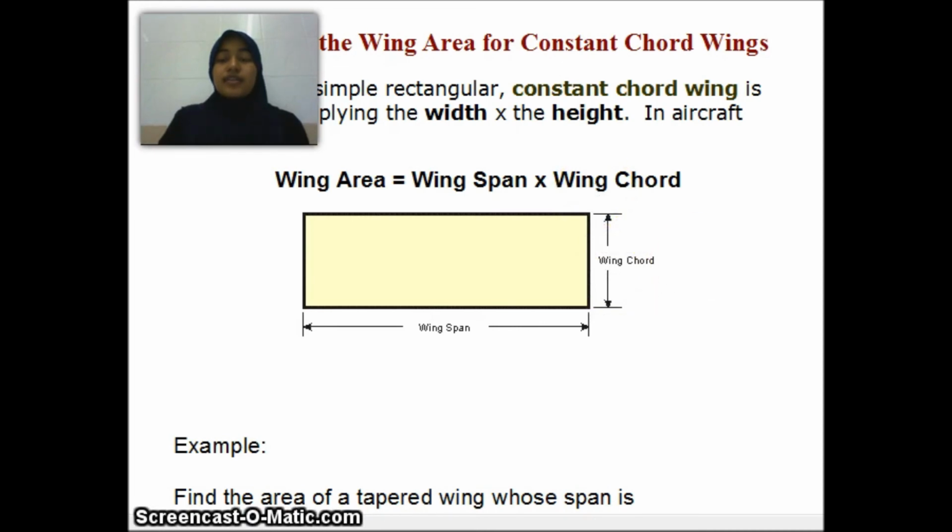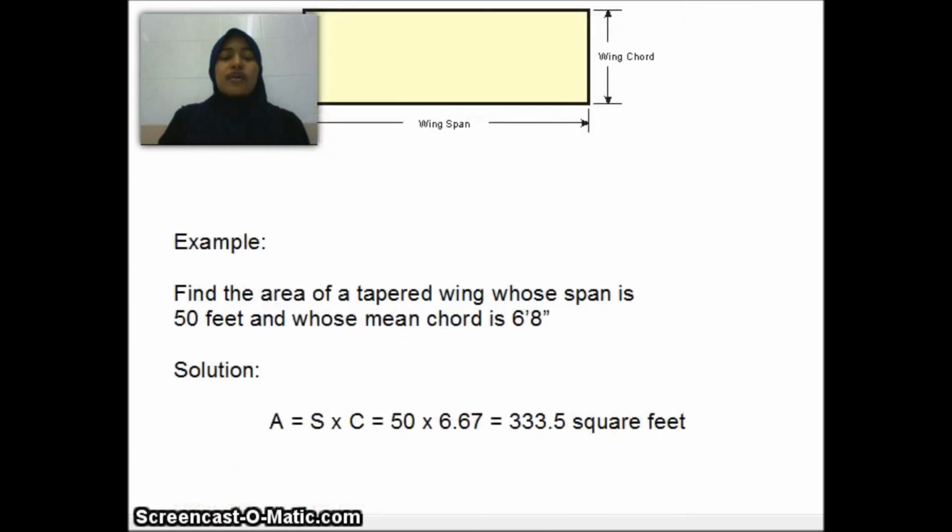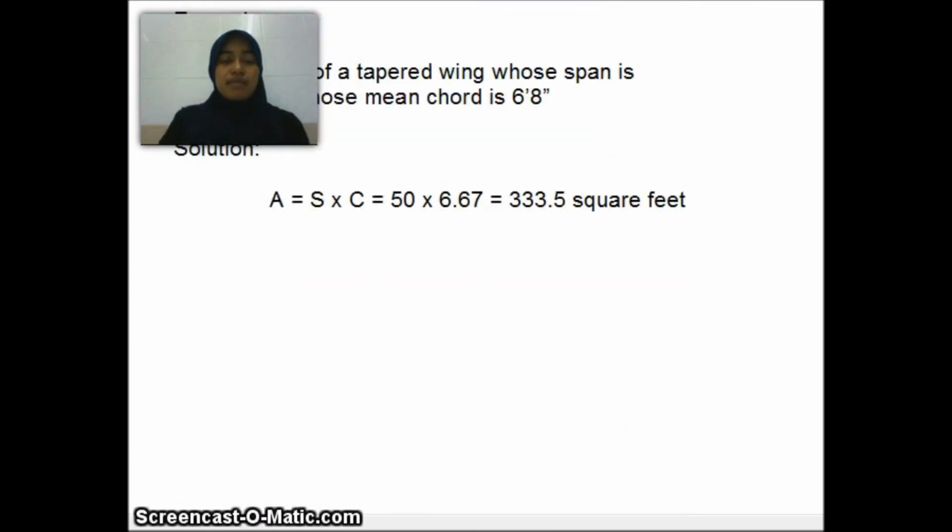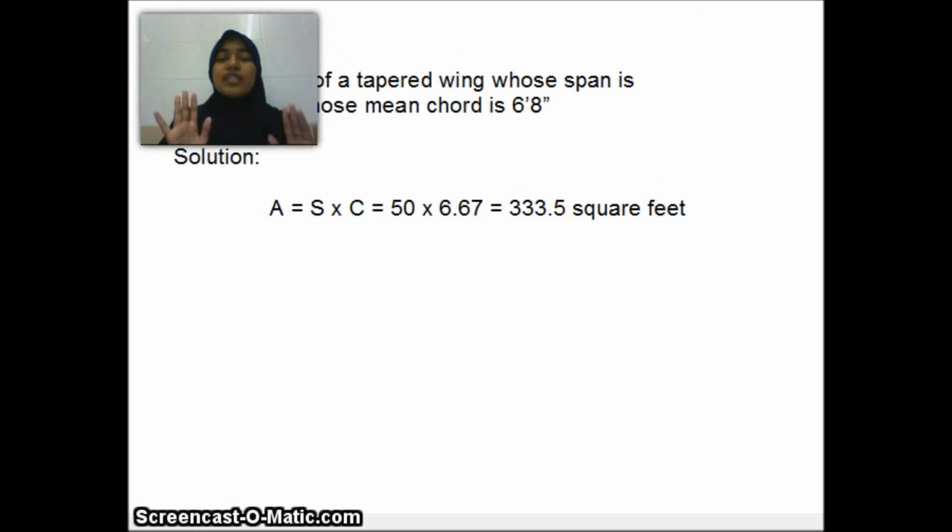Okay. Do you understand what I taught you now? If you don't understand, I'm going to show you an example of a question about this topic. In the example, you can see it says: find the area of the tapered wing, where the span is 50 feet and its mean chord is 6 feet 8 inches. So how are you going to calculate it? Just use the formula I showed. It's simple: the area equals the span times the chord.